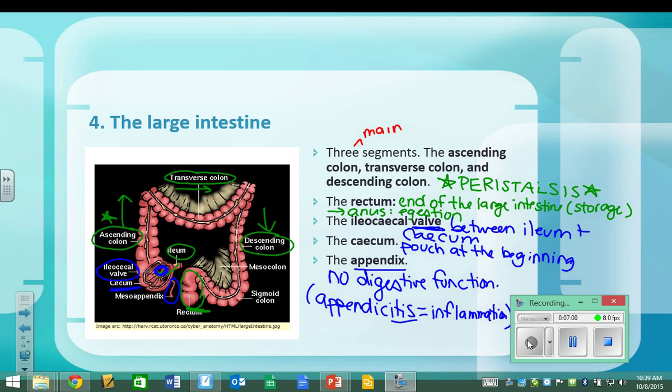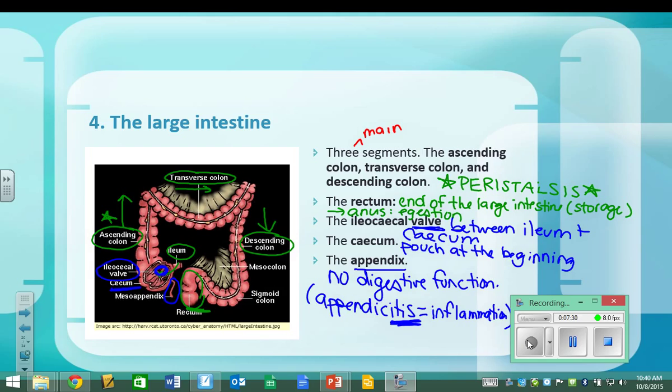And I'm mentioning this so I can mention itis. When you see itis at the end of a word, biologically speaking, we mean that it is infected or inflamed. So I could take the name of any structure and put itis at the end, and I'm telling you that it's infected. So gastritis would be an infected stomach. Meningitis would be infected meninges, which are the tissue that surrounds your brain. You could have an itis in basically anything.